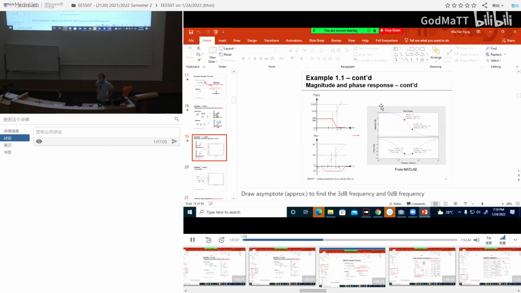So the magnitude, if I want in dB, I have to take 20 log. Why do you want to plot in dB? Because the Bode plot, although straight line, is based on dB scale.